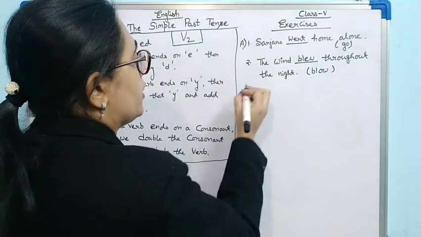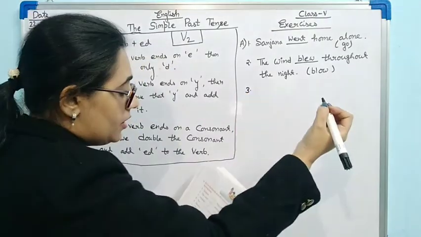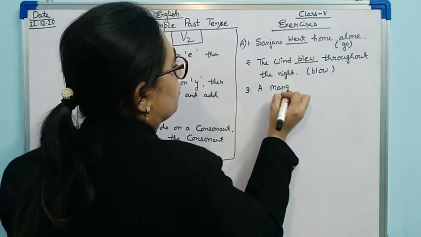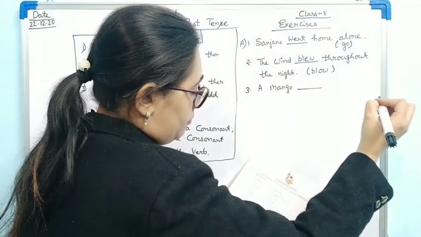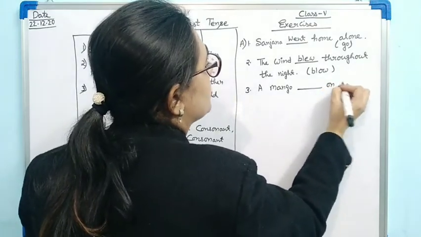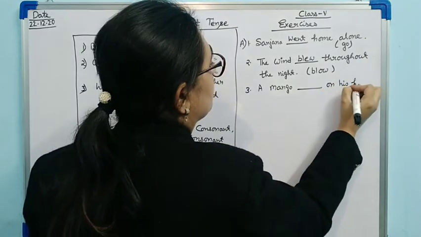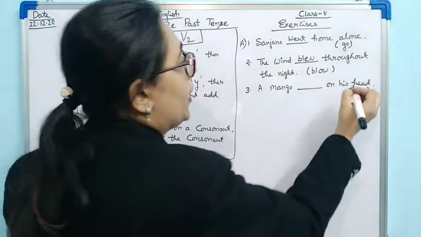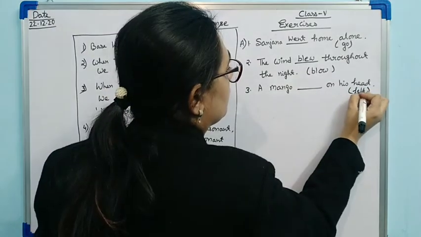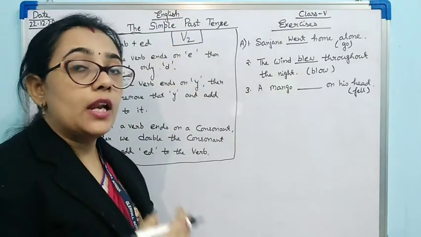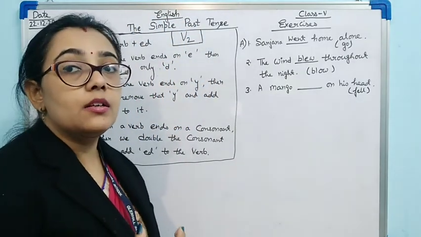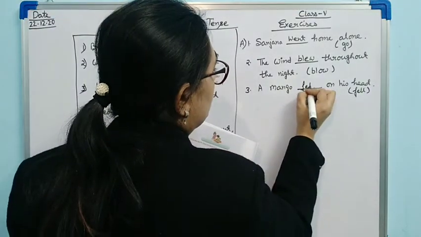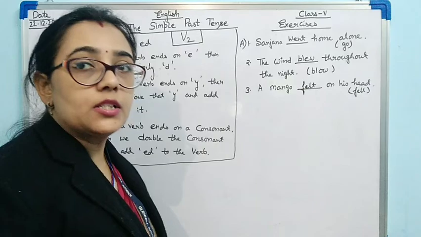Now our third sentence. A mango dash on his head. Now what is the verb given here? Fell. A mango fell on his head. What will be the second form? Felt. A mango felt on his head.